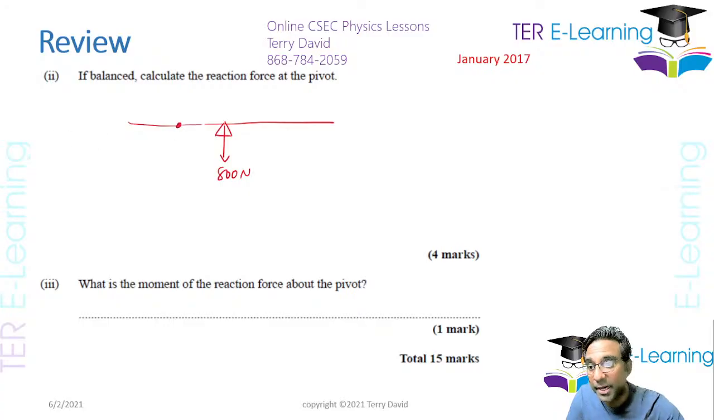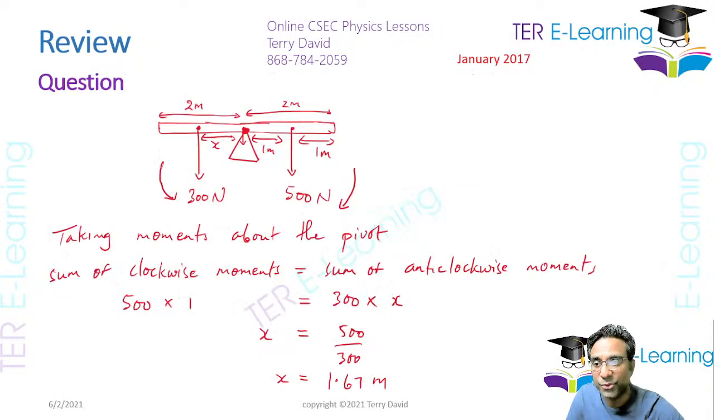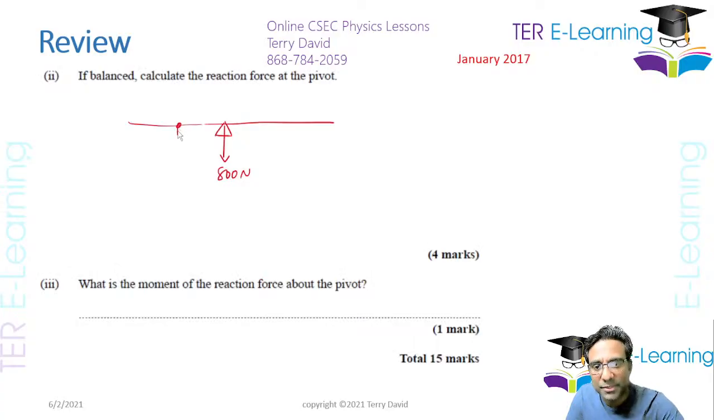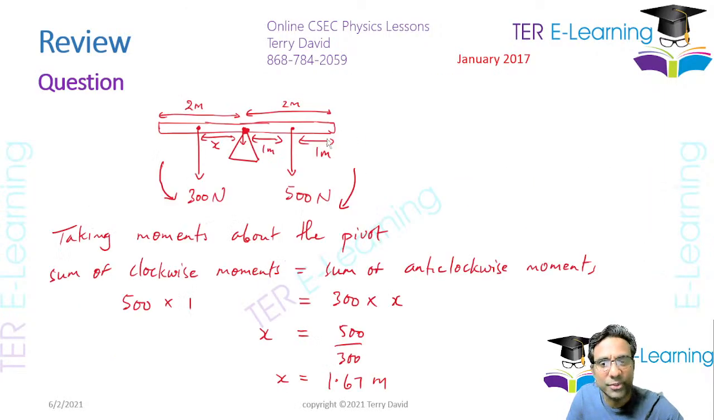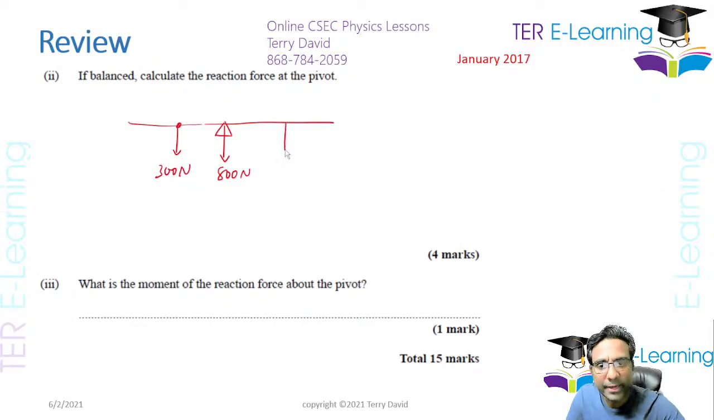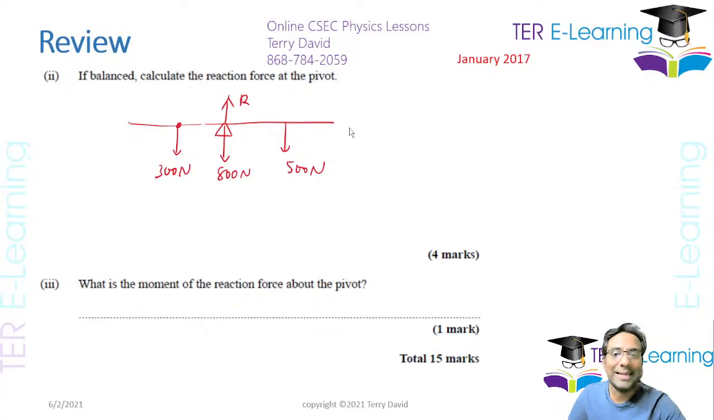And we had, I can't remember the guy's names now. Keon is 300 newtons, so this force here is 300 newtons. And then on the right hand side we have Kyle, who is 500 newtons. So Kyle sits somewhere here and it is 500 newtons, right? And the question says, if balance, calculate the reaction force of the pivot. Now if you look here, all these three forces are acting downwards. The plank is not falling to the ground, which means at the pivot there has to be a reaction force acting upwards that is balancing this.